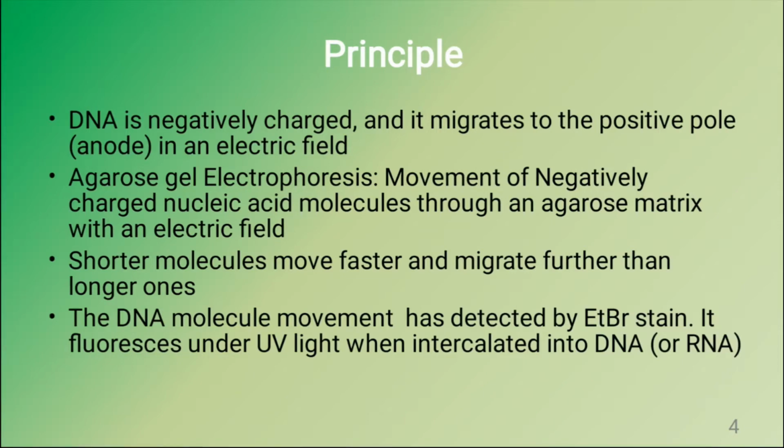So nucleic acid such as DNA is negatively charged since it carries phosphate, and it migrates to the positive pole in an electric field. The movement of negatively charged nucleic acids through the agarose matrix is performed during agarose gel electrophoresis. If the molecules are shorter, they move faster in the tiny pores, whereas if the molecules are longer, they move slowly. In such a way, after a period of time such as 20 to 30 minutes, according to their size, they are placed at different positions in the gel.